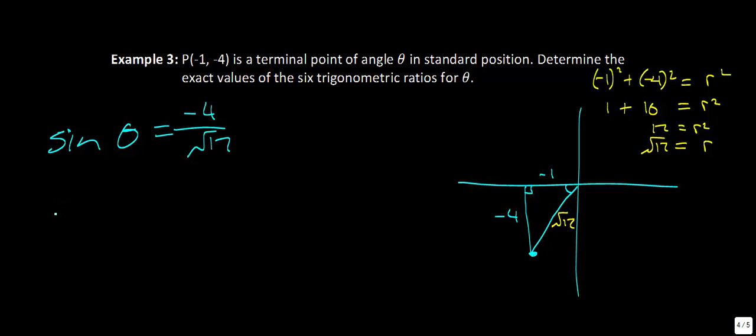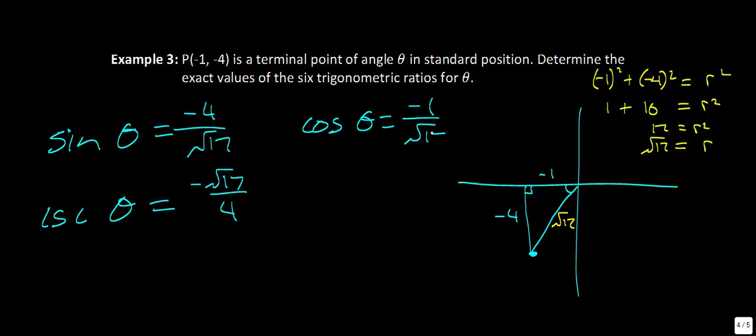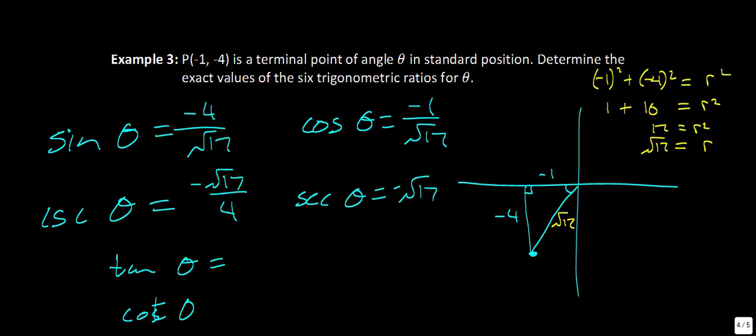And that would make sense that cosecant of theta would just be equal to the reciprocal of that, so -root 17 over 4. Let's deal with cosine next. Cosine of theta is going to be equal to -1 over root 17. And then we know that secant of theta is equal to just -root 17. And then finally here we have tangent of theta and cotangent. So tangent of theta is going to be -4 over -1, which gives me a positive 4. And we should expect that, right, because that's the quadrant where tangent is positive. And then lastly, to find cotangent, we just need to take the reciprocal of that, which gives us 1/4.